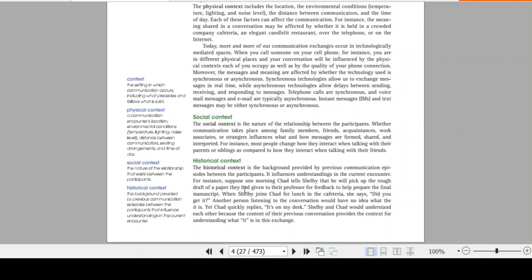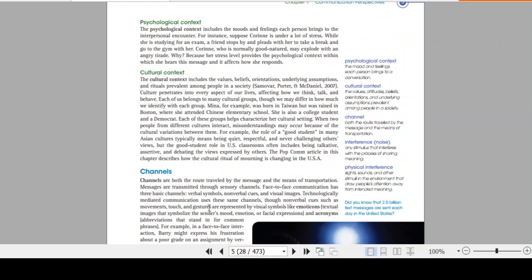But for the other people who were not involved in that previous conversation episode, it won't be understandable. And then there comes psychological context. The psychological context includes the moods and feelings each person brings to the interpersonal encounter. For instance, suppose Karine is under a lot of stress while she is studying for an exam. A friend stops by and pleads with her to take a break and go to the gym with her. Now, Karine, who is normally good natured, may explode with an angry tirade. Why? Because her stress level provides the psychological context within which she hears this message and affects how she responds.